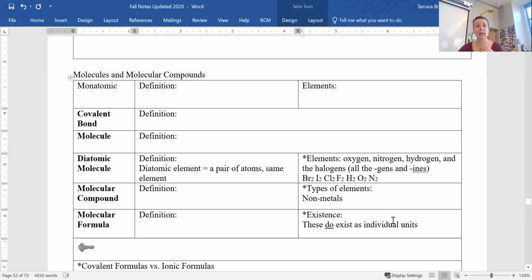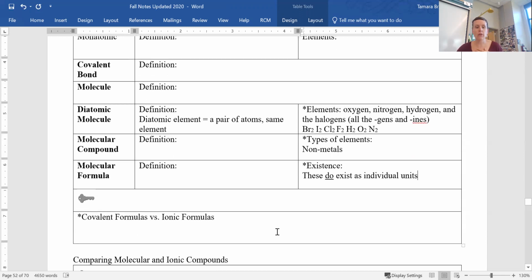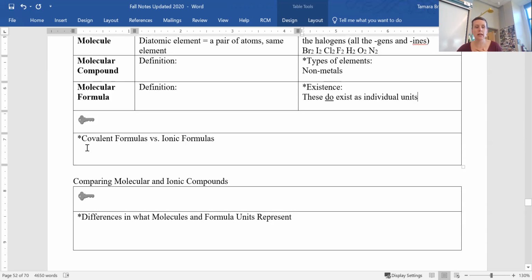So if you see a formula like H2O, that's water. A water molecule can be an independent unit, and it is an independent unit as it floats around in our air and in rivers and so on. Each H2O is its own unit and they can exist on their own. Covalent formulas and ionic formulas: this is going to get just a little bit repetitive with what I've already said here. So covalent formulas, let's just start there.